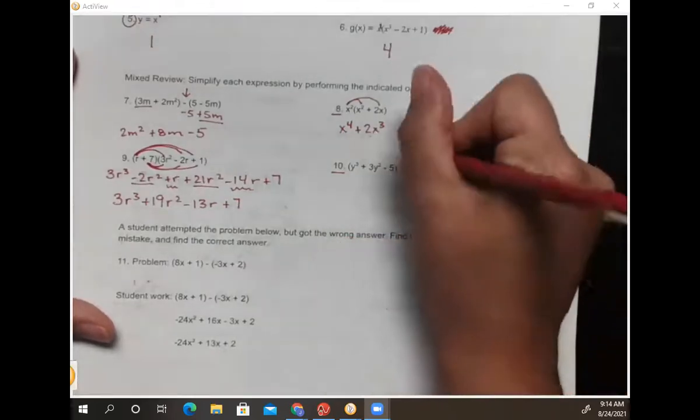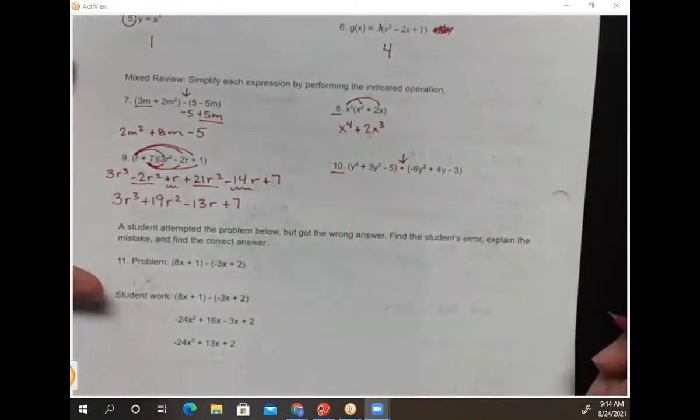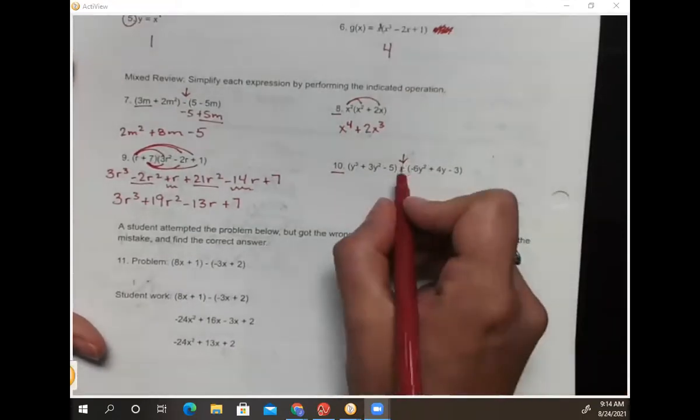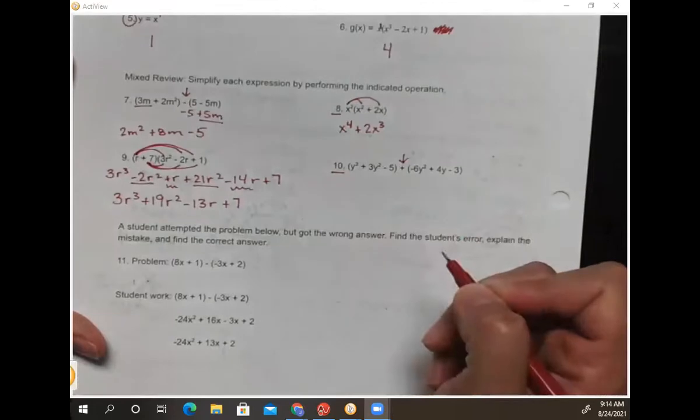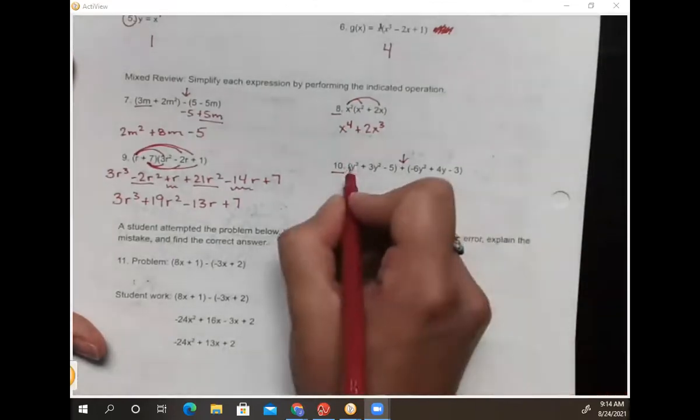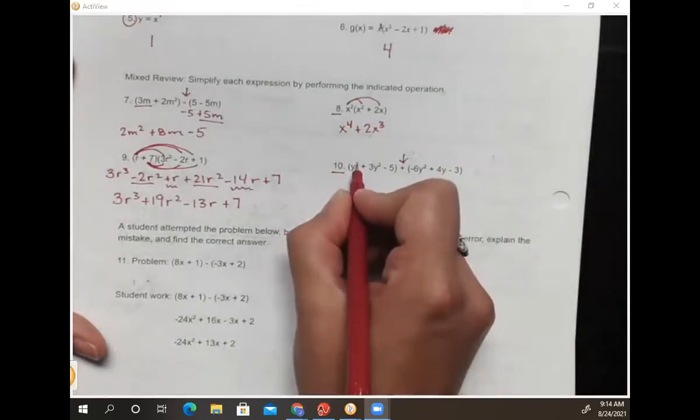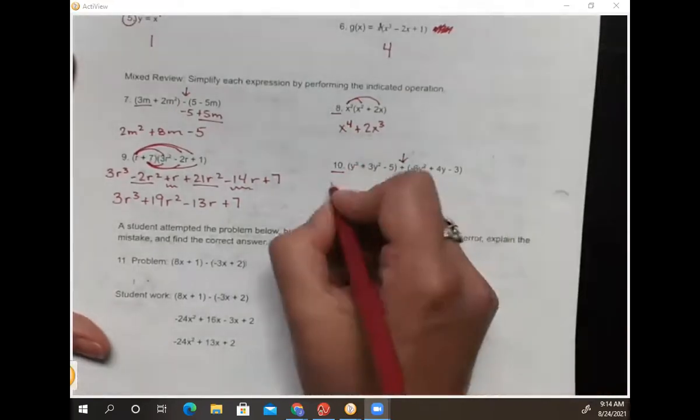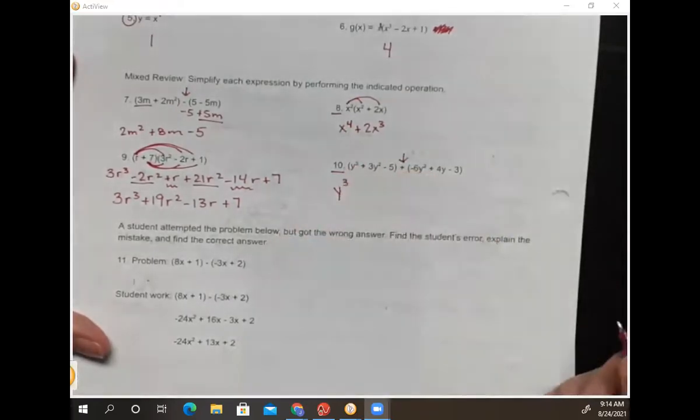For number 10, we're adding here. So that just means combining like terms. There's no multiplying. There's no distributing in this problem. It's an addition problem. So I'm going to look for like terms and combine them. My biggest exponent is 3. This is my only y cubed term. So I'm just going to put that one in front.